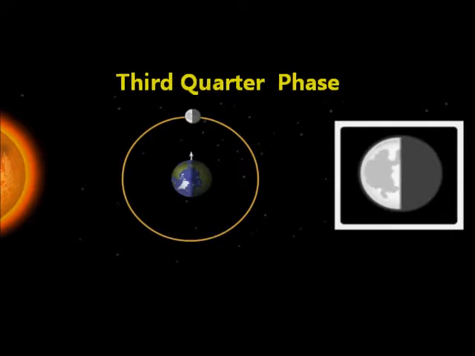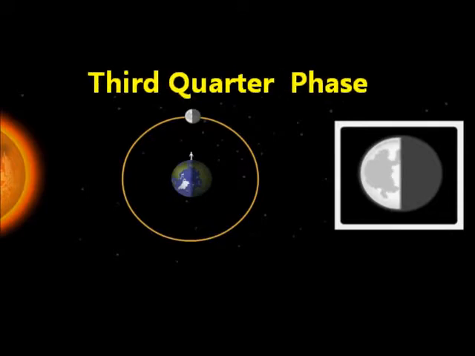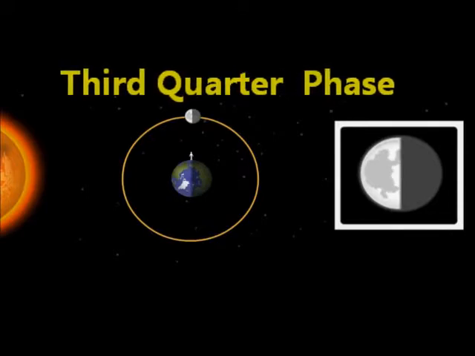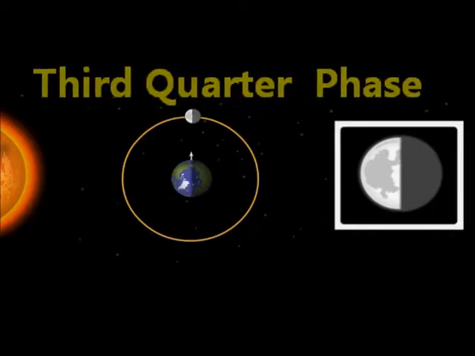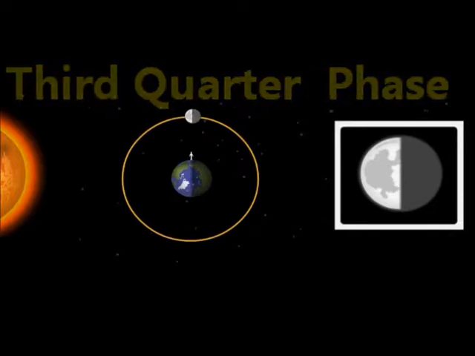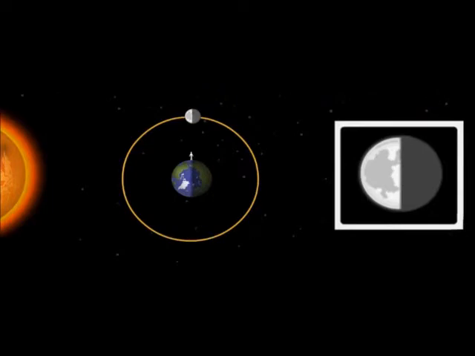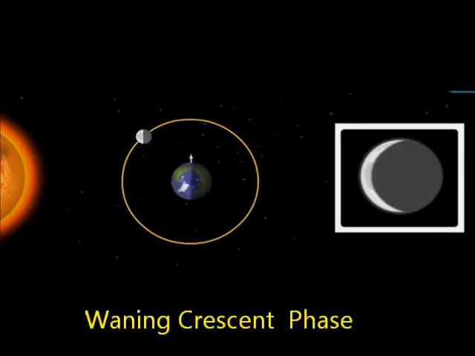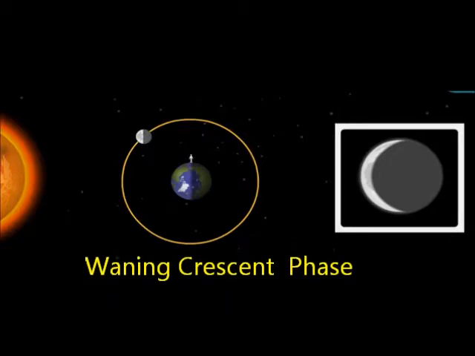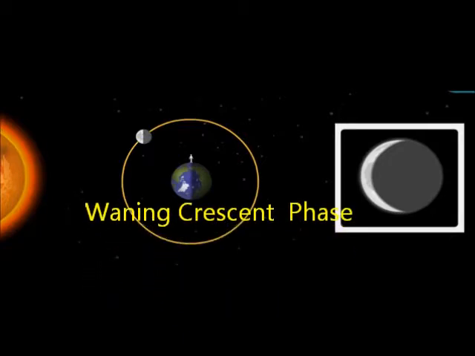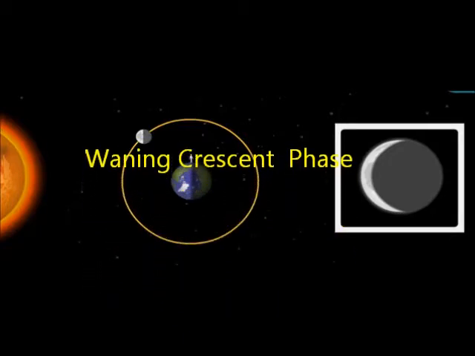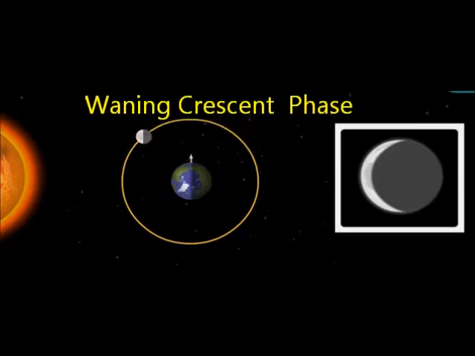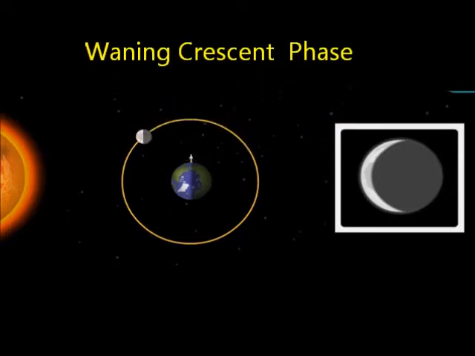But it is not. In the third quarter phase, the left half of the moon appears lit and the right side of the moon appears dark. During the waning crescent phase, the moon looks like a crescent. This moon signals the beginning of a new cycle and means that you will see the new moon in a few days.